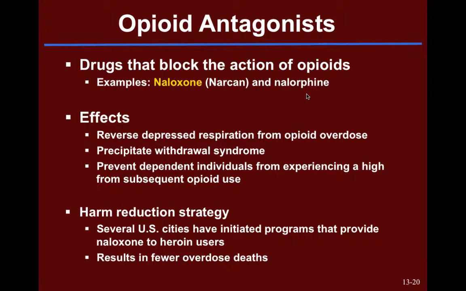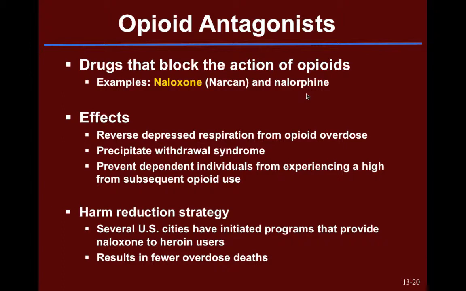It can have some very immediate effects. We can see people who look like they were on the verge of death actually be quite rapidly resuscitated. Now, if these are used on a more regular basis, they can actually keep people who are dependent on opioids from experiencing the high that's associated with opioid use. So we do see some interest in using these tools for a harm reduction strategy. So if we distribute naloxone to heroin users, then we do see fewer people who die of overdoses.